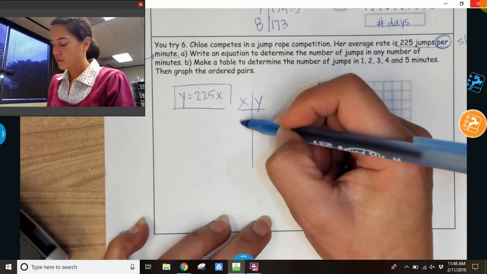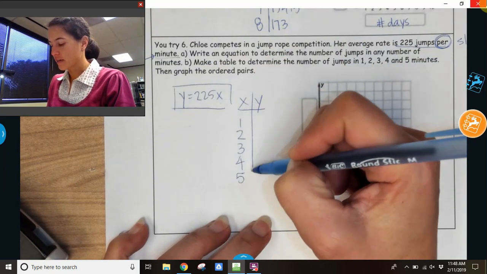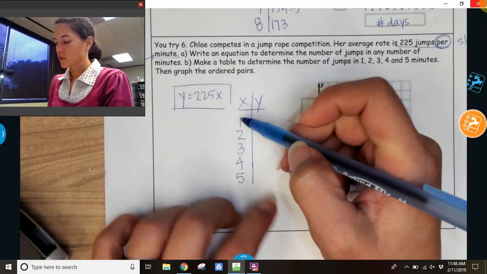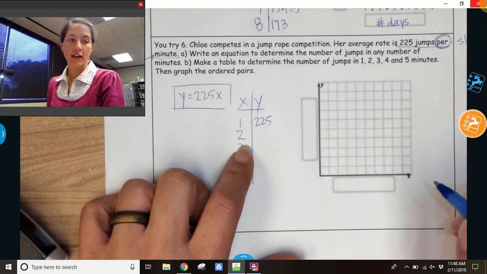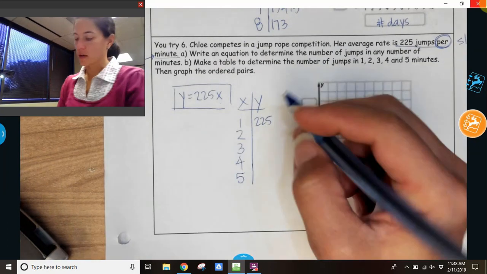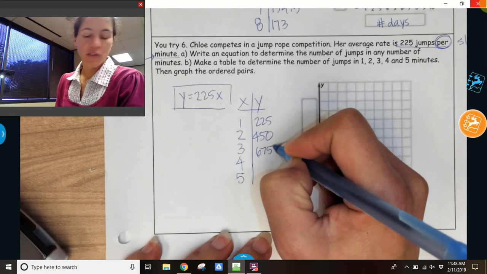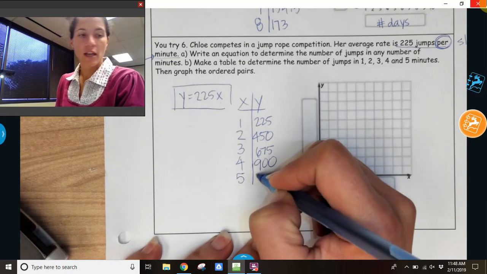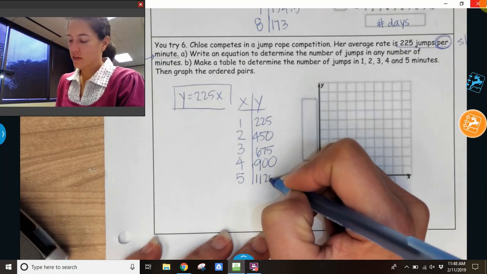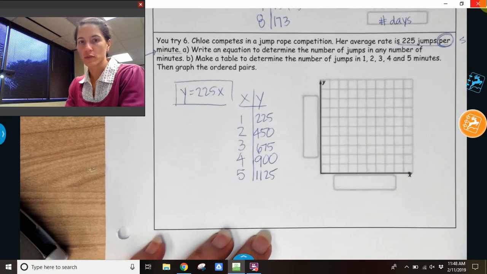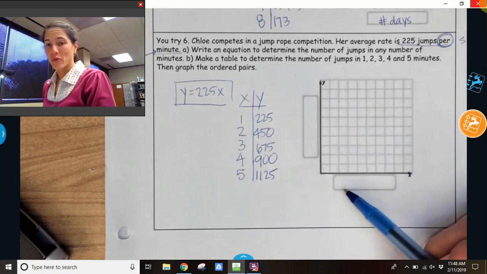Make a table, 1, 2, 3, 4, and 5, and then number of jumps. So in 1 minute, I know it's 225. In 2 minutes, it's 450. 675, this was the one I already did, 900, and then 1,125. So there's my table. And then I need to graph my ordered pairs.